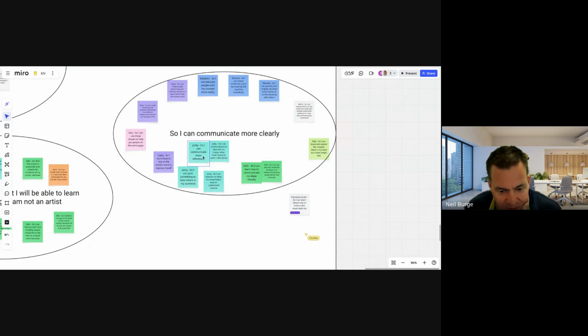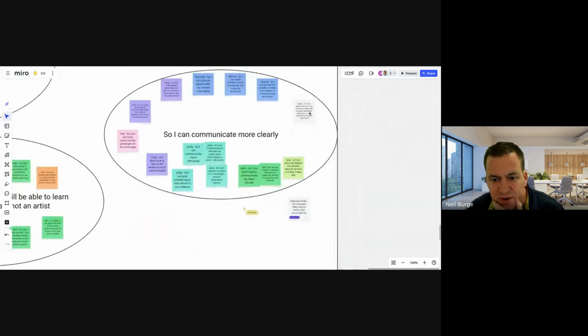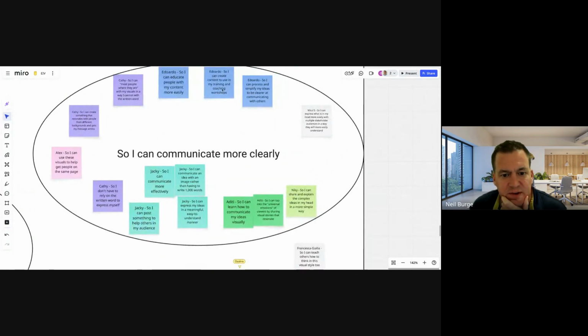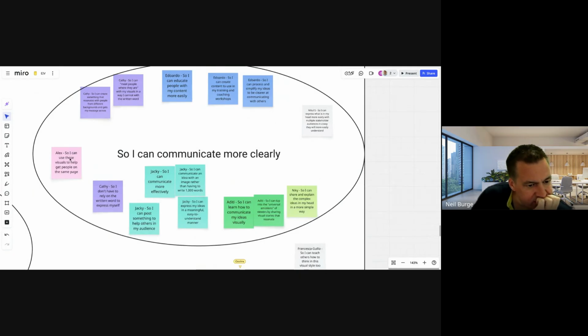Communicate more effectively. So there's ease of understanding. Ease of understanding. Meet people where they are. Something resonates with different backgrounds. Get people on the same page.